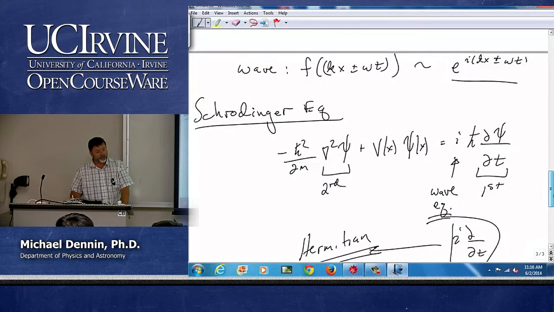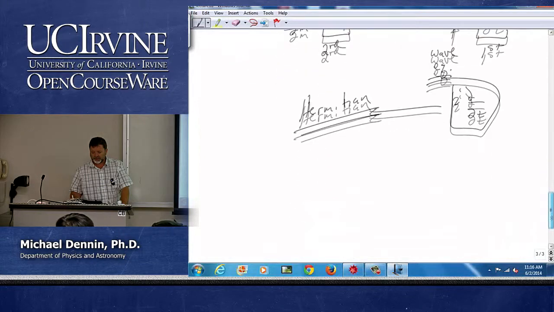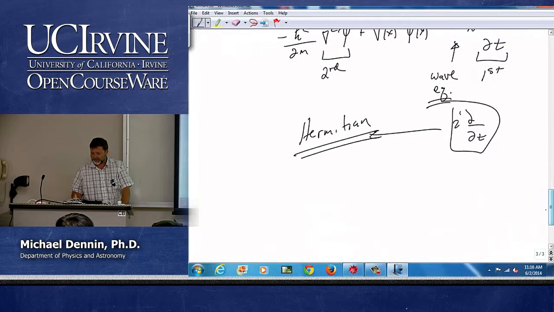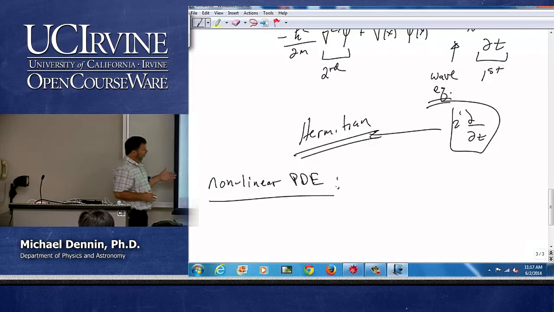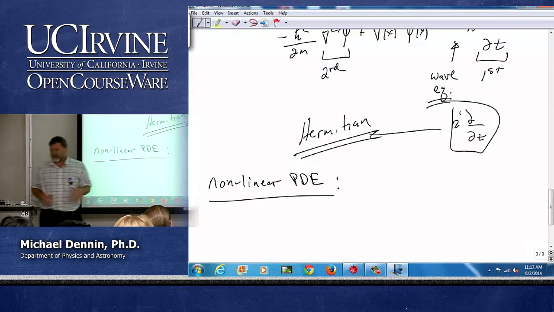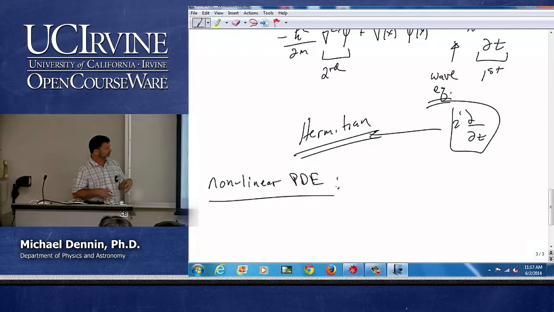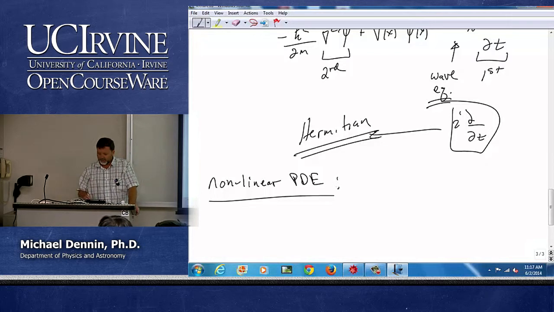Now, these were all linear. It is worth mentioning something we won't do anything with in this class, which is that nonlinear PDEs are very important. There's lots of techniques associated with them. They're really fundamentally one of the things that you use in pattern formation, non-equilibrium physics, nonlinear dynamics. The most common one to use is the Navier-Stokes equation.